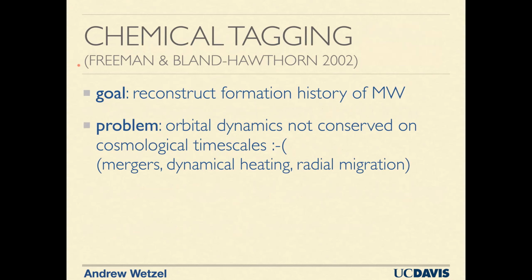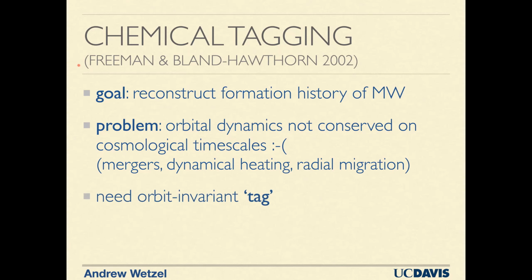Here's a problem. We can measure the 6D orbital phase space of stars today, but nobody said that those were conserved across the formation history. In fact, in general, they won't be. Events like mergers, dynamical heating, scattering off of molecular clouds, spiral arms, and radial migration will all change the orbits of stars on cosmological timescales. So orbits today are useful to model the mass distribution and look at the instantaneous dynamics of the Milky Way, but using them as a record of the formation history of the Milky Way can be challenging for this reason.